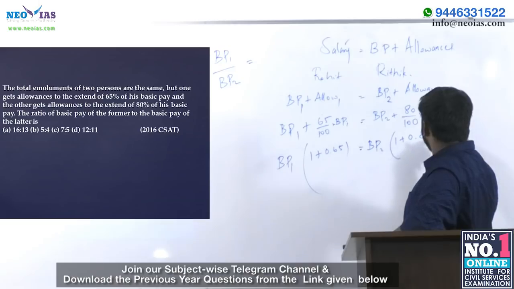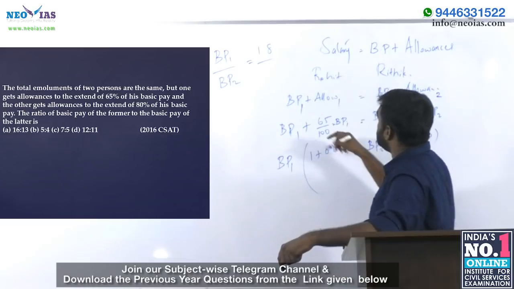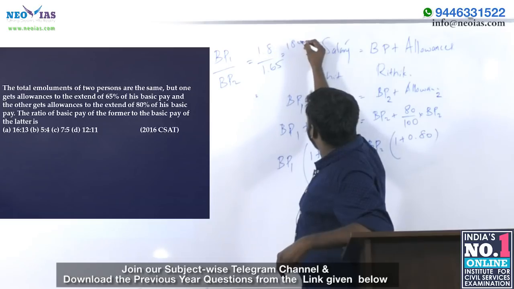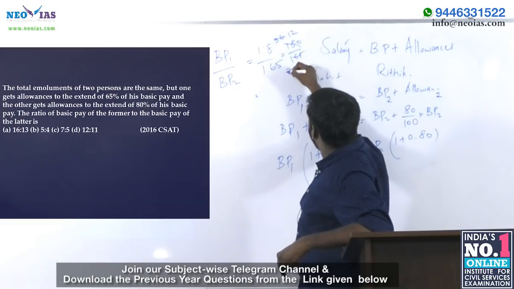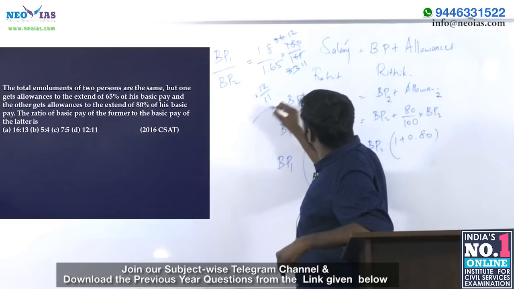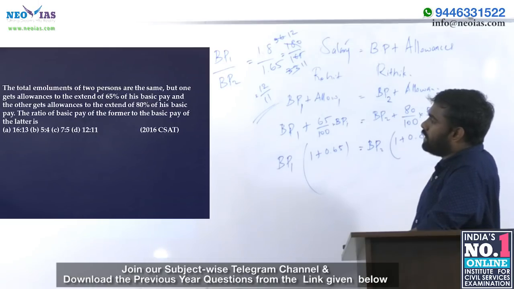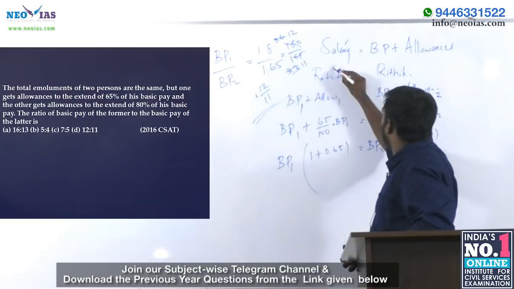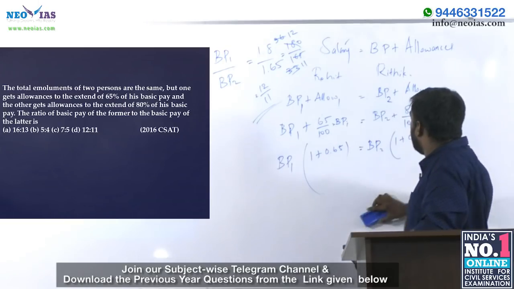And what is the ratio? Here it is 1.8, right? 1 plus 0.8 is 1.8 and 1 plus 0.65 is 1.65 equal to what? We will put it as 180 by 165, cutting 36 by 33, cutting 12 by 11. So the ratio is 12 is to 11, right? We can't reduce it into further values. So 12 is to 11 is the ratio of basic pay of former to latter. Okay, so that is the basic idea.